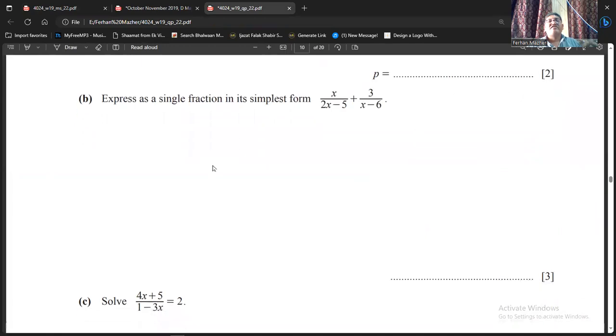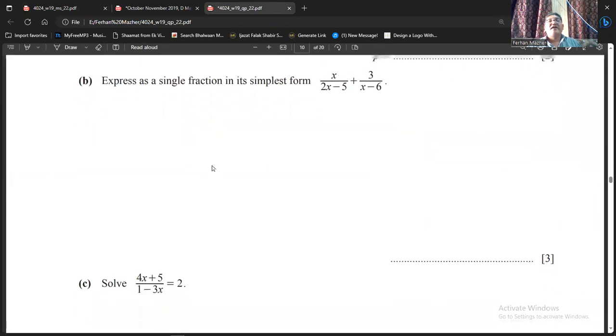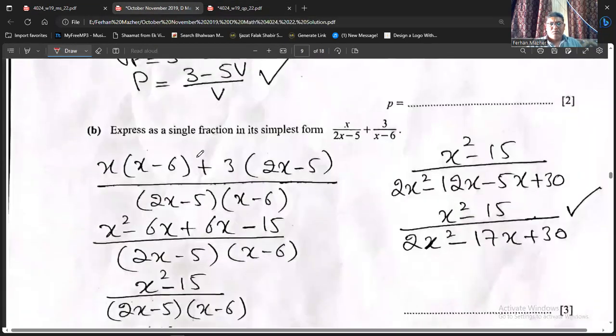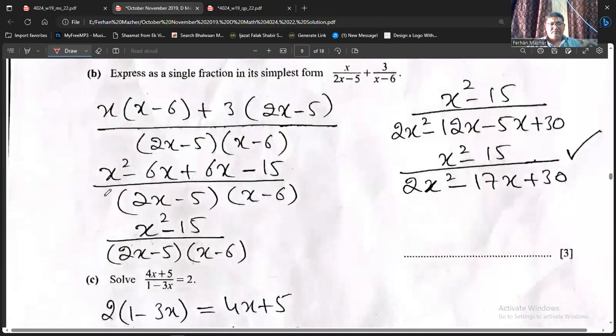Okay, question number 6, part B. Here he says, express as a single fraction in its simplest form. So here we have 2 fractions, and the denominators are algebraic expressions. I can take their LCM, and both of them will come in the LCM. So 2x minus 5 and x minus 6 are both in the LCM.